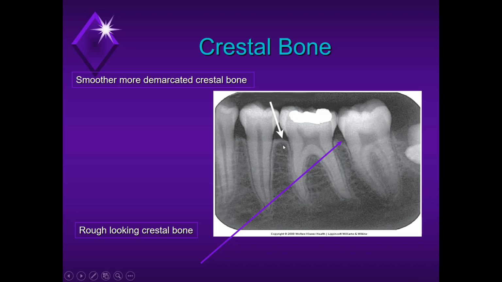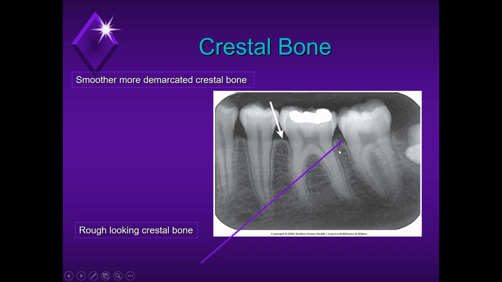So in this slide right here, you can see how this is well demarcated, this nice radiopaque, clear interdental bone. This is beautiful, right? So not only does it look nice, there's also no bone loss. It's right 2 millimeters apical to the CEJ where it should be. So this is a sign of stable bone.